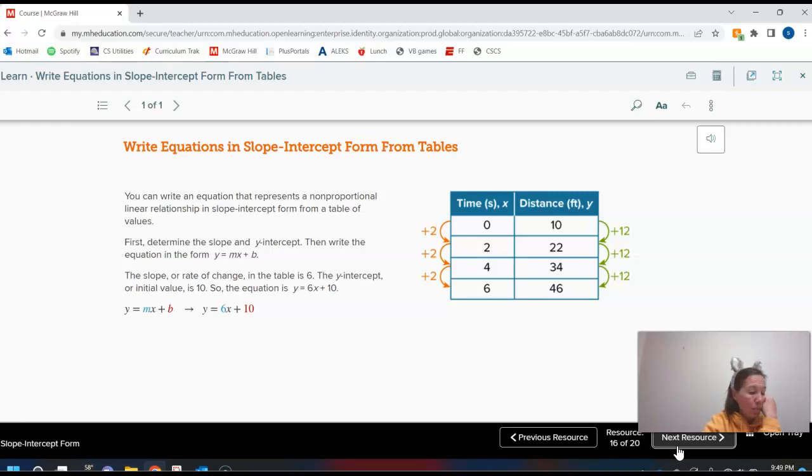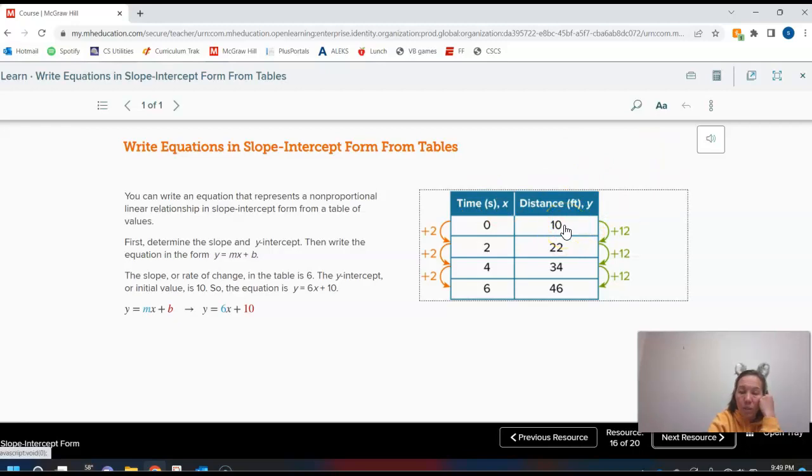All right. Last thing is writing equations in slope-intercept form from a table. So again, we've seen several tables already. We have the x-coordinate, which is time in this case, and the y-coordinate, which represents distance.